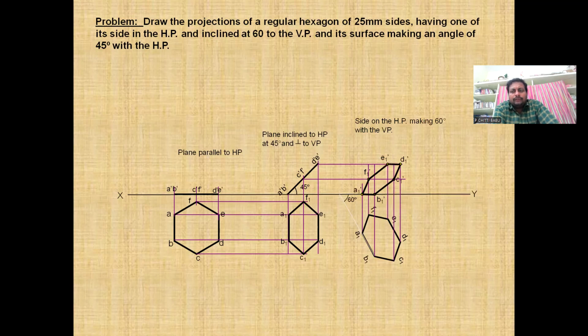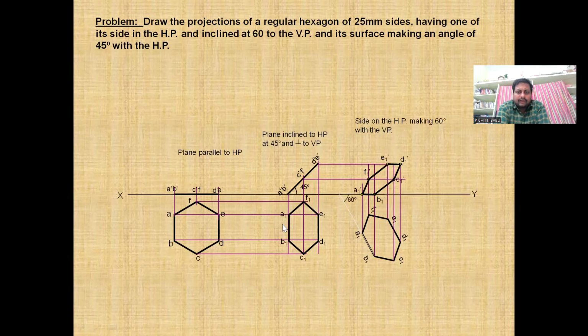We'll get the required hexagon. So this is about a plane inclined to both the planes. So first we need to draw the top view, front view, then inclination to HP. Stage 2 is the inclination to HP. That means we need to incline the line for inclination to HP, so that the inclination will appear in the vertical plane. Then we need to project all the lines, the vertical lines as well as the horizontal lines.